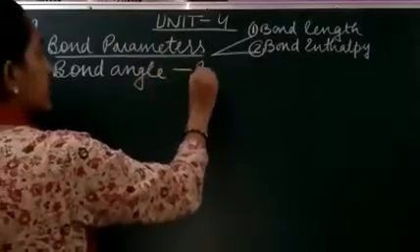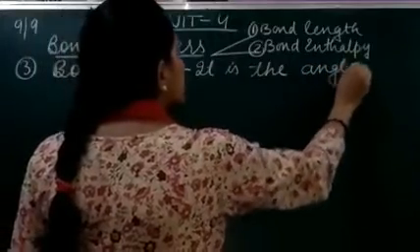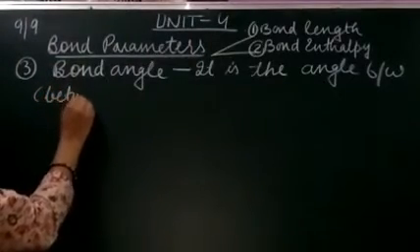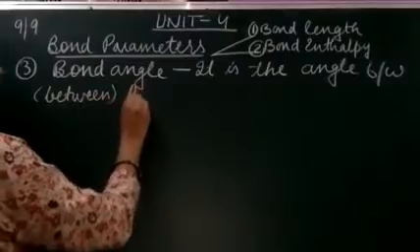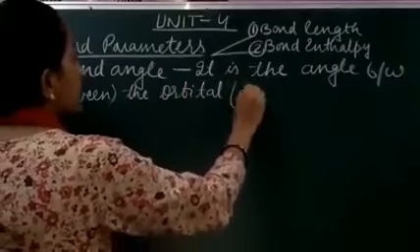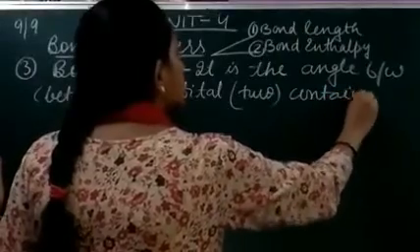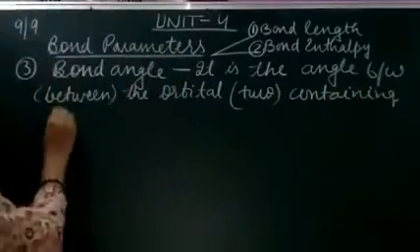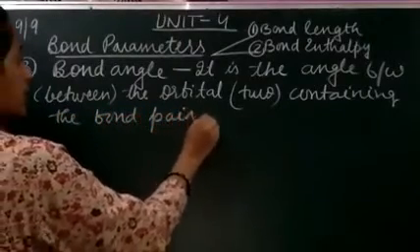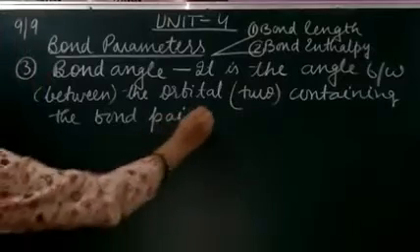So what is the bond angle? It is the angle between the two orbitals containing the bond pair, which is the bond pair of electrons.